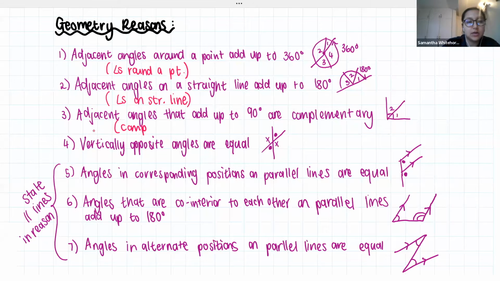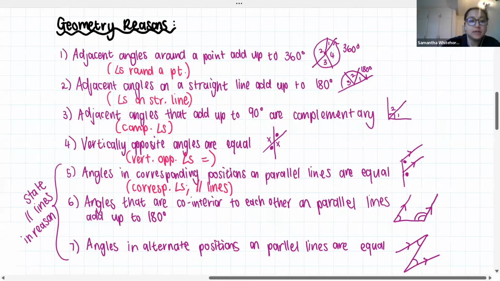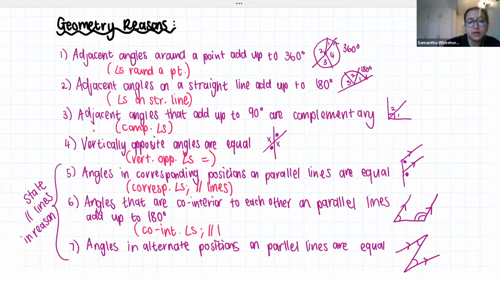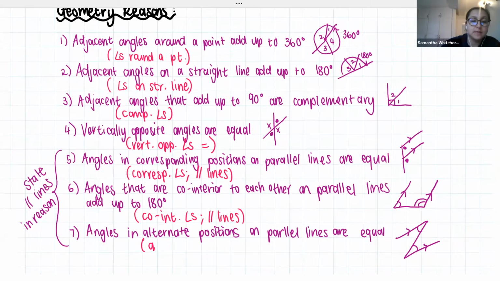Complementary angles, our reason is comp angles. Angles that are vertically opposite, vert op angles equal. Corresponding angles, we can abbreviate corresponding. And remember, we have to state the parallel lines. Co-interior angles, whoopsie daisies. Co-int angles, again, state your parallel lines. And finally, alternate angles is then just alt angles. Again, stating your parallel lines.